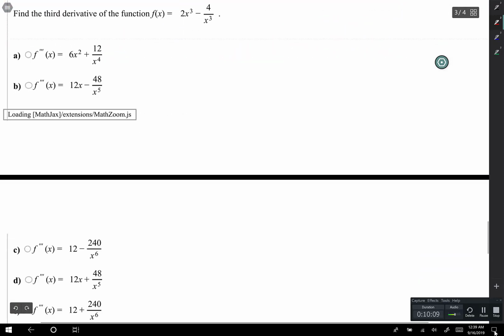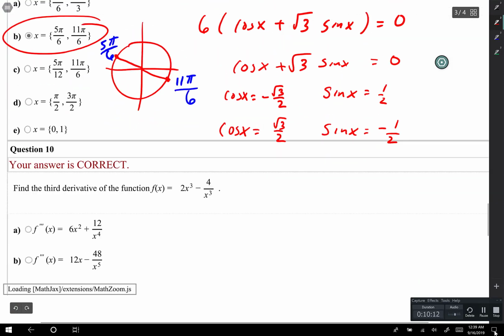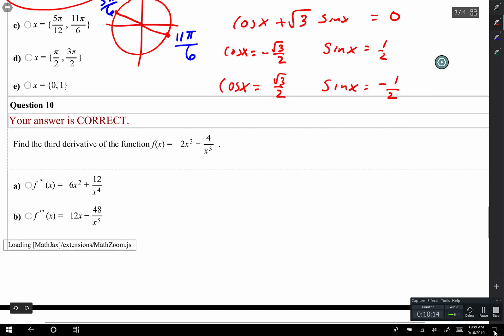All right, it looks like this is the last one here. Find the third derivative. So this is actually pretty easy. The hardest one is probably question 9, and question 10 is actually right back to easy again. So let's rewrite it before you take any derivative. So 2x cubed minus 4x to the negative 3. All I did was rewrite it. I brought that x cubed up, so I turned that exponent into a negative.